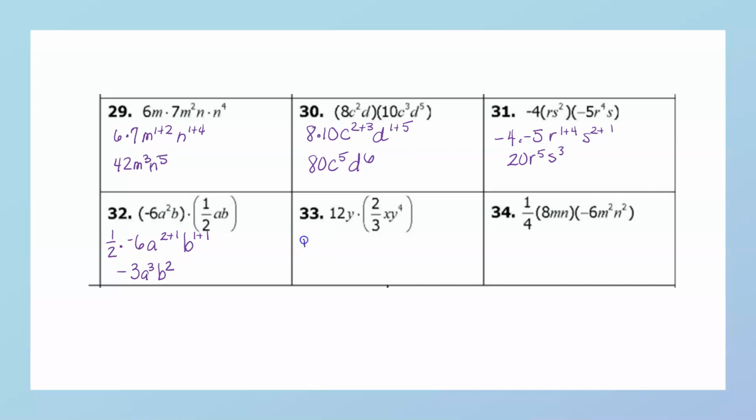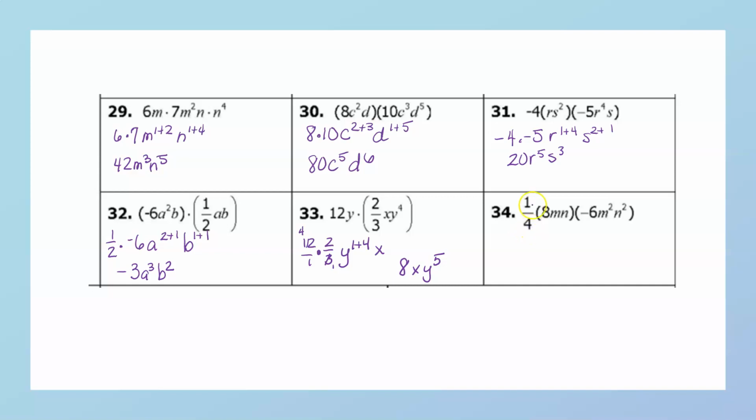I have 12 times 2/3, y to the 1 plus 4 power, x. The x should go first, really. Those should go in alphabetical order. So I'm going to cross simplify. So I have 8, 1x, y to the 5th. So putting the variables in alphabetical order is good practice here.